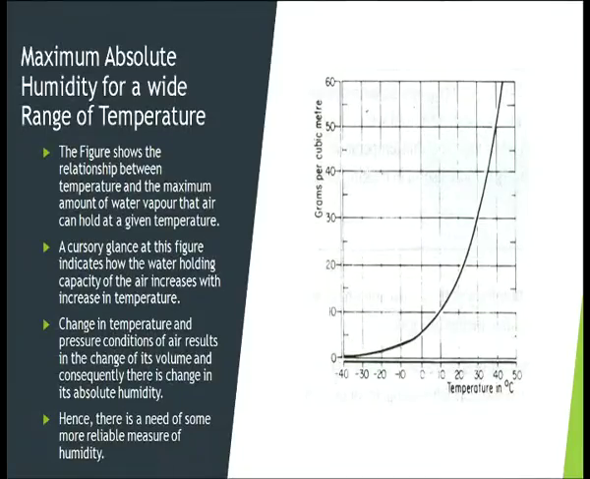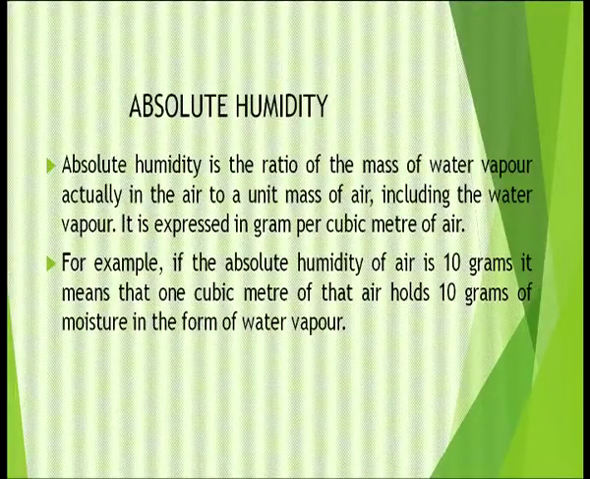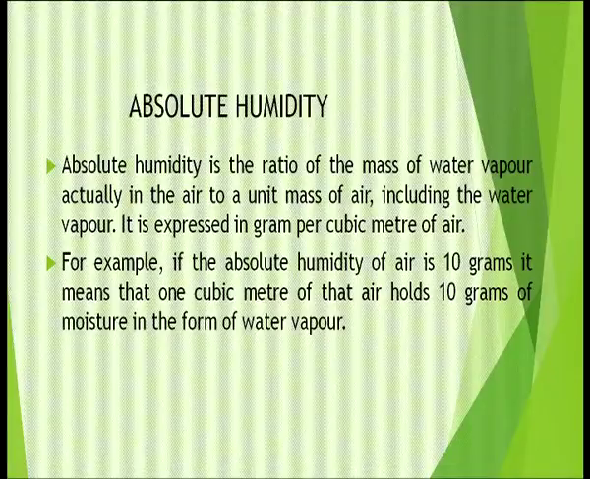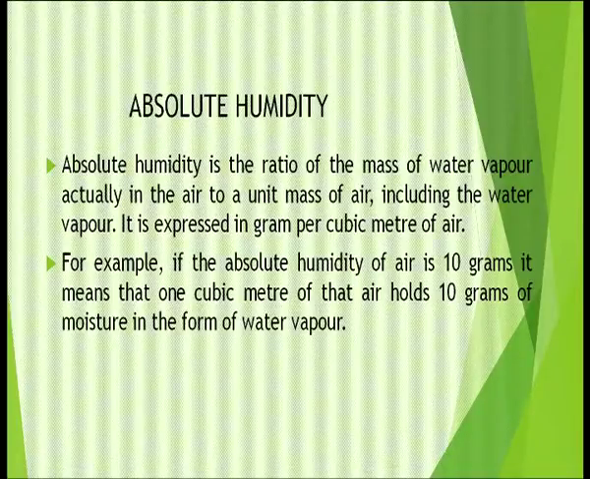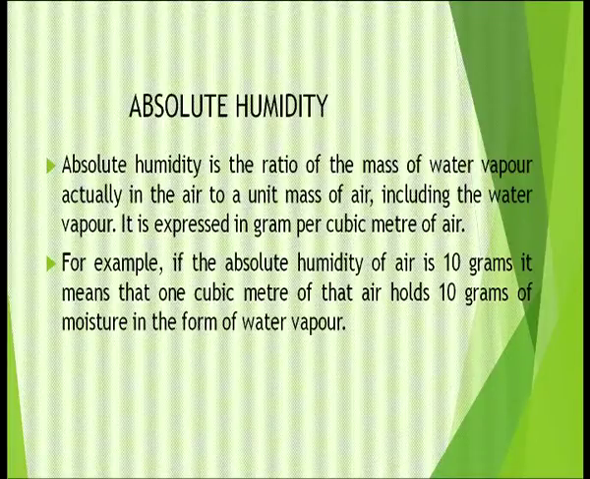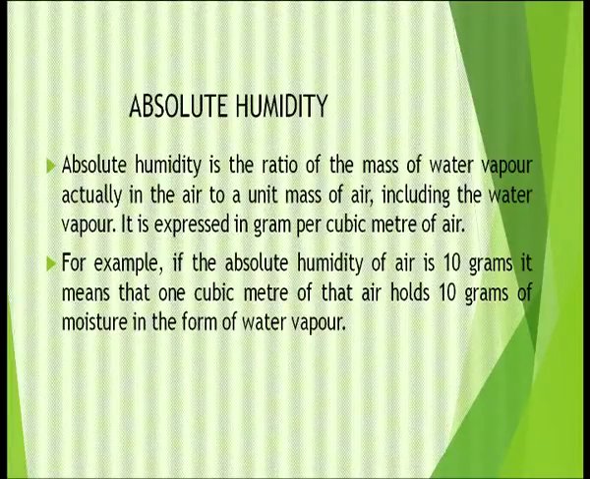Look at this diagram which is showing maximum absolute humidity for a wide range of temperature. Absolute humidity is a ratio of mass of water vapor actually in the air to a unit mass of air including the water vapor. It is expressed in grams per cubic meter of air. For example, if the absolute humidity of air is 10 grams, it means that 1 cubic meter of that air holds 10 grams of moisture in the form of water vapor.